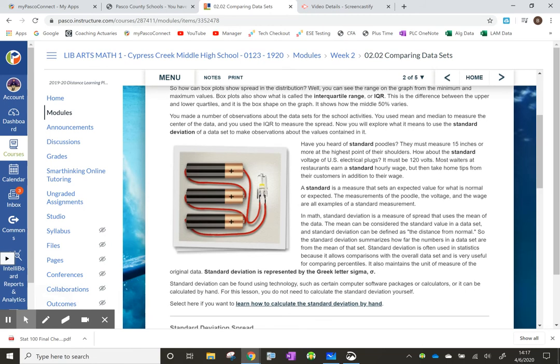Okay, you made a number of observations about the data sets. For the school activities, you used mean and median to measure the center of data, and you used the interquartile range to measure the spread. Now you will explore what it means to use the standard deviation of the data set. So standard deviation is a good way to measure how spread out the data really is. If the data is not that spread out and it's very tightly compacted together, all the data points are very similar, your standard deviation will be really small because there's not a lot of spread. But if your data is really, really far spread out, then your standard deviation will be pretty large to show you that it's very spread out.